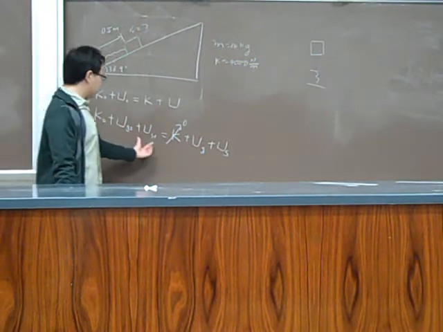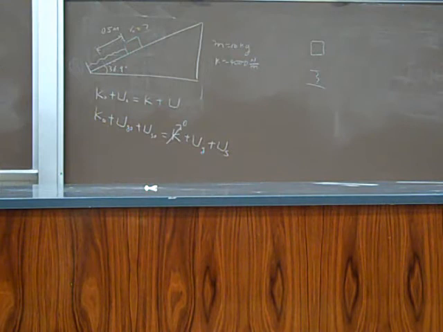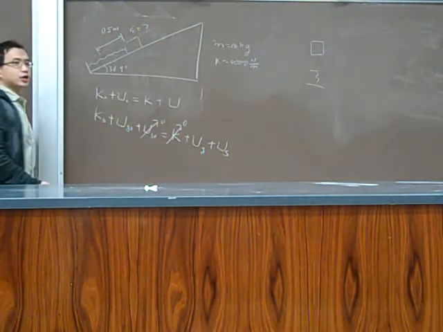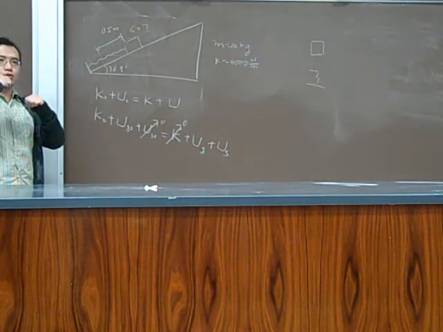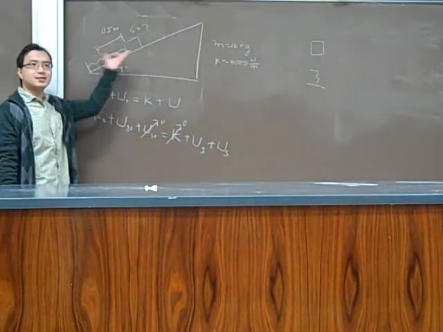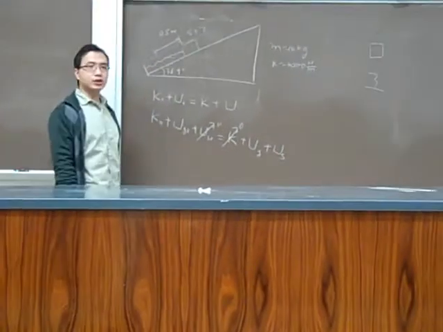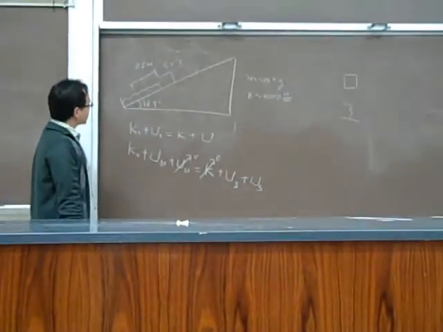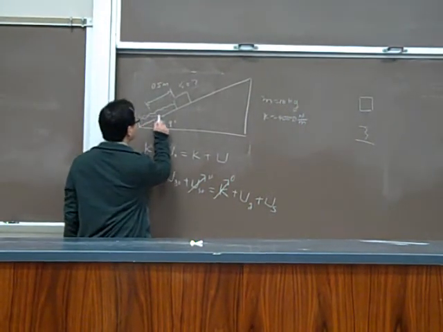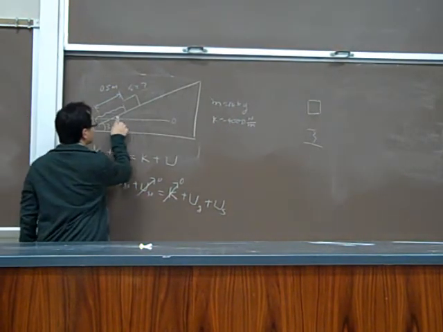How about spring potential energy? Initially zero, because the initial state is just before the spring is compressed. It's in the relaxed state, so there is no spring potential energy. Finally it has some spring potential energy here. And how about the gravitational potential energy? Final: you can choose to make the final zero.